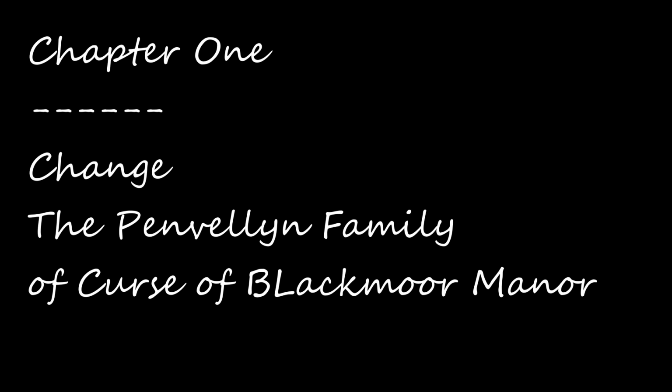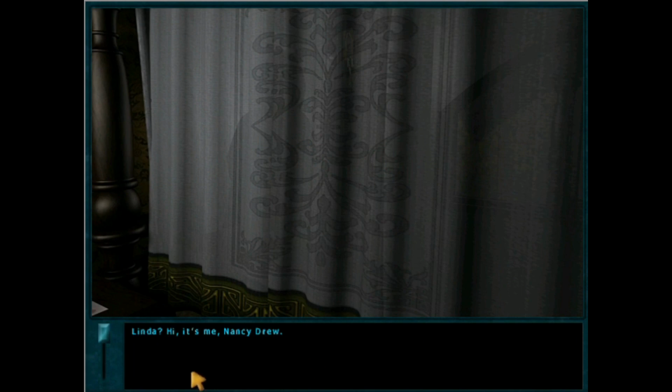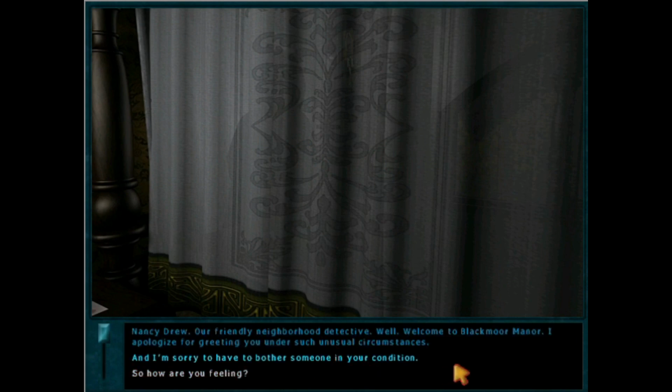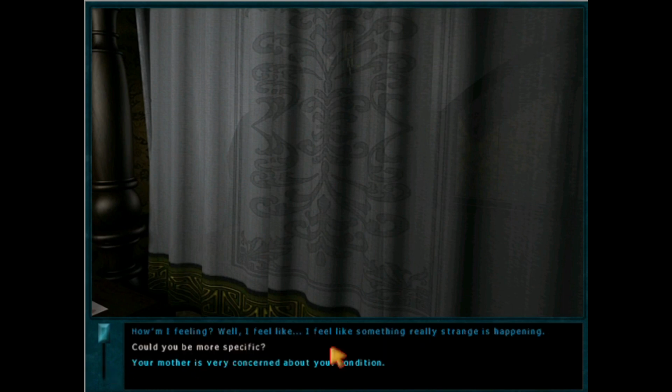Chapter 1, Change. The Penvellyn family of Curse of Blackmore Manor. It has been said that the one true constant in life is change, and the story of the Penvellyn family illustrates this concept marvelously. In the game, we meet Jane Penvellyn, her great-aunt Letitia Drake, and her stepmother Linda Penvellyn. We also speak with Jane's biological father, Hugh Penvellyn, on the phone.